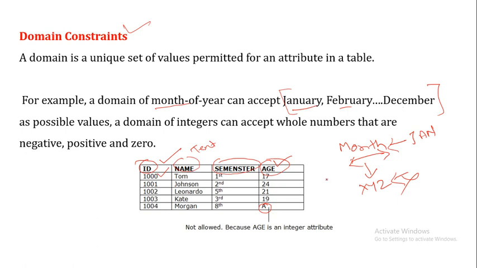Another constraint that we can impose is that age cannot be a negative value, like minus 70. Age cannot be a negative value, right? So these constraints have to be imposed on the database to correctly define your database. Okay, this is what your domain constraint is.